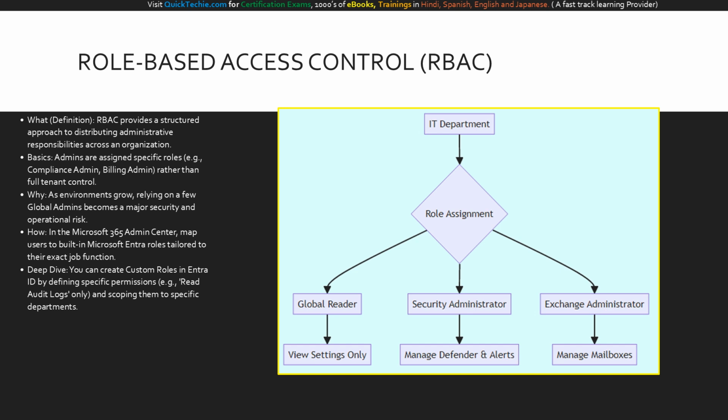This flowchart demonstrates how RBAC divides authorization within an IT department. The department funnels into a role assignment decision point. Depending on the employee's job, they are assigned a distinct path. The global reader on the left is authorized to view all settings, but can change nothing. The security administrator in the middle is authorized to manage Defender and security alerts, but cannot touch email routing. The Exchange administrator on the right manages mailboxes, but cannot alter global security policies. RBAC ensures tight, secure operational lanes.